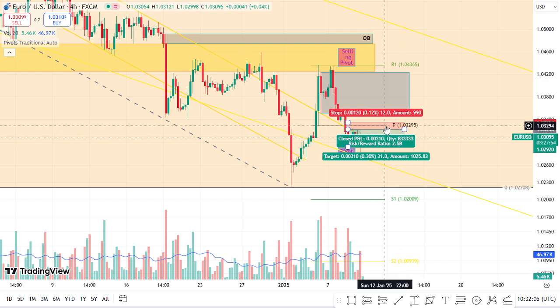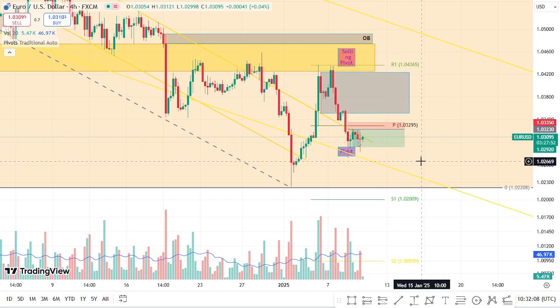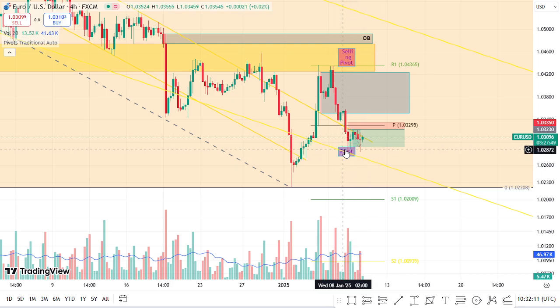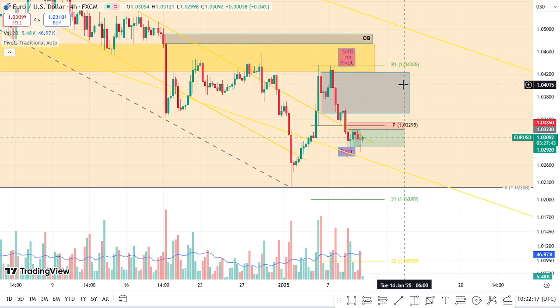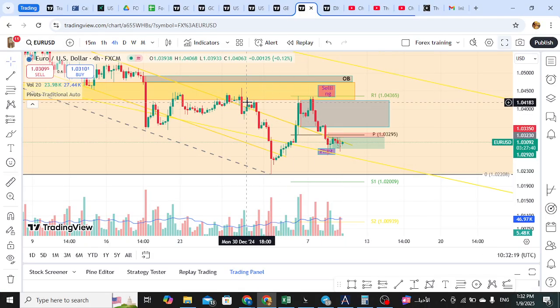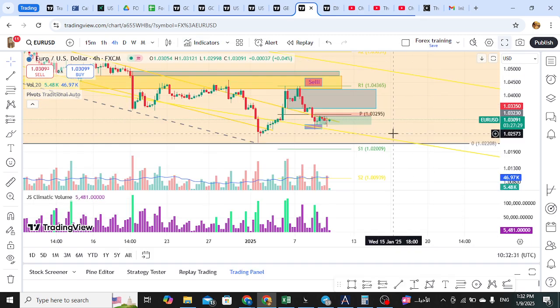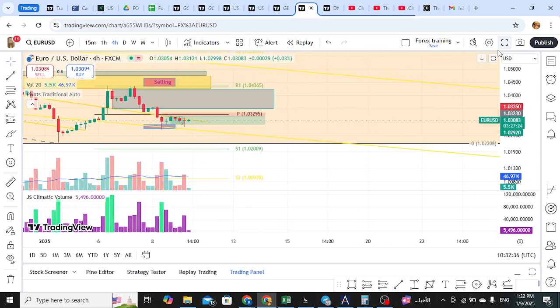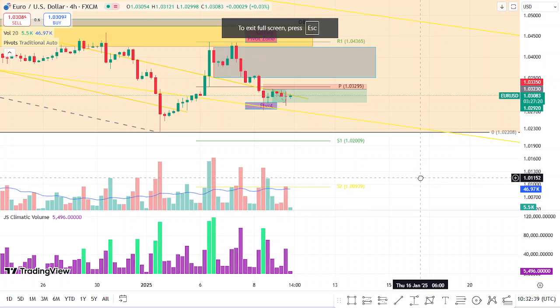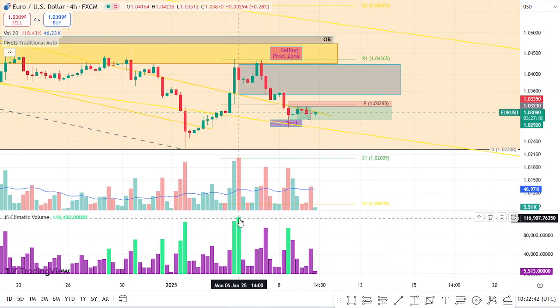We have a pivot point here, a pivot level. We have a pivot buying area, and this is a pivot selling area. This is a volume zone. Let me show you this volume zone. Okay, volume zone, the climatic volume. Okay, we did a whole video on volume zones, on how to identify them. So this was the volume zone that we drew.